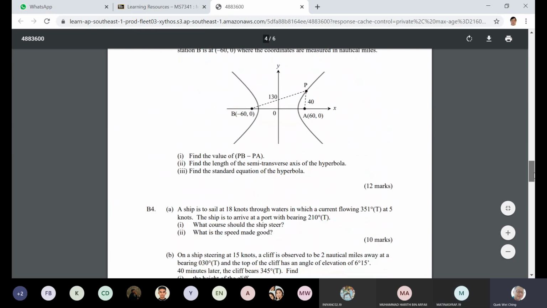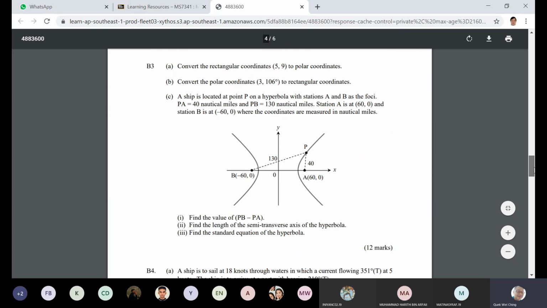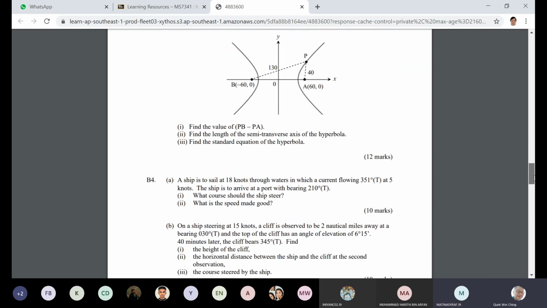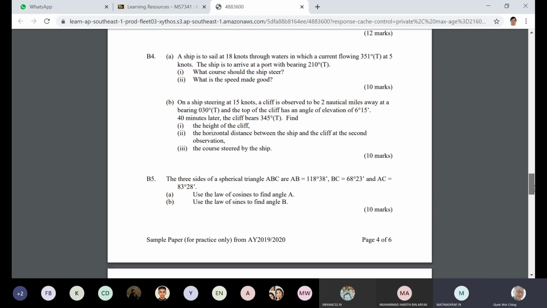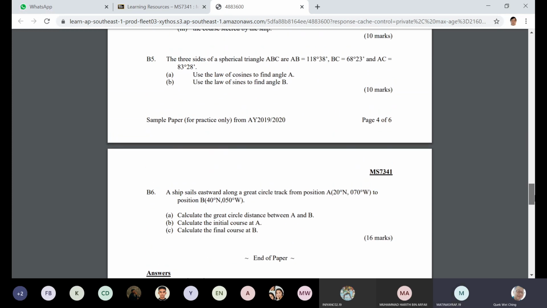Maybe part C you don't need to worry about because it's a different question. I'll try to update the question for you. B3 parts A and B are okay, but part C I think is not suitable because this is a hyperbola already. I'll update it and give you a simpler question. Basically you have an exam, same thing.